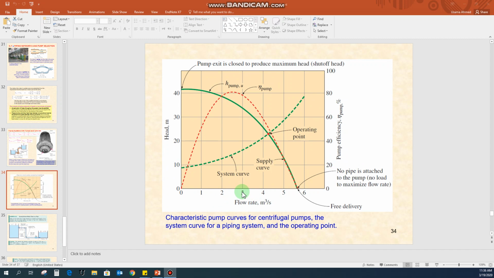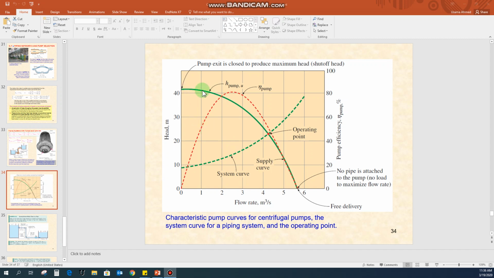So what information can we get from this kind of chart? This green line represents the head for the pump, which is the useful pumping head. This dotted red line represents the efficiency of the pump. So what is the efficiency of the pump? At a maximum head, what should be the value for the volumetric flow rate? And this green dotted line represents the system curve. We will see each of these curves one by one.